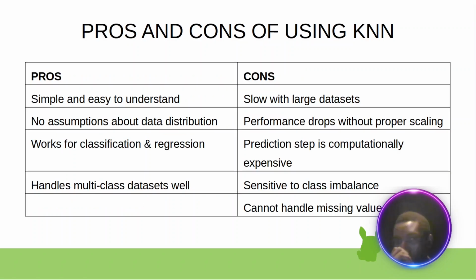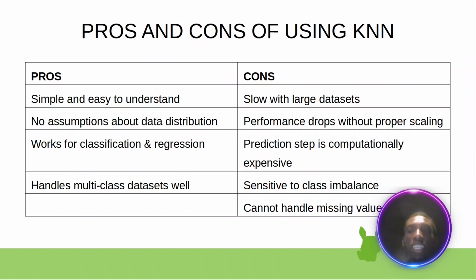If you look at the different pros and cons of KNN, let me start with the pros. So KNN is just simple to understand, from how I've been able to describe it, and then we don't have to make assumptions about the data distributions. Then KNN is also able to work for both classification and regression. Then it handles multi-class datasets well. So if you look at the example, we used the iris dataset, which is a multi-class dataset.